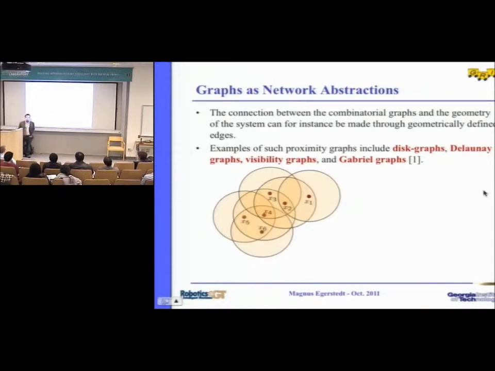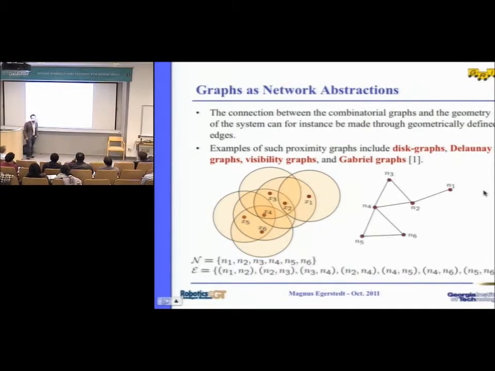So an example is a delta disk graph here, where you have nodes. This is robot 1, position at x1, and it can see this graph. Now, if you're intersecting the graph, then you have an edge. So I'm just going to lift this and say, hey, this is my graph structure in this case. So this is how you go from geometry to combinatorics, or topology.